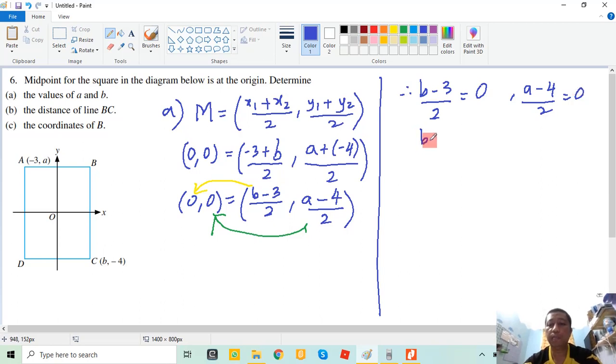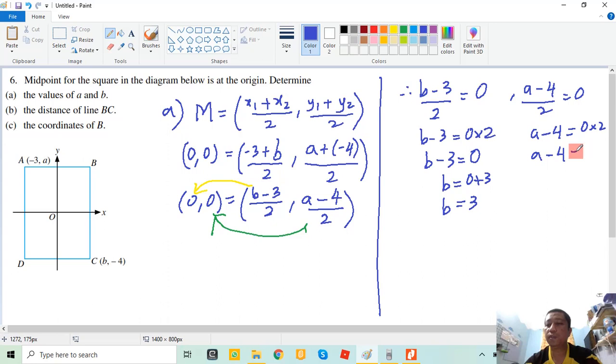Okay, so B minus 3 equal to 0 times 2. So B minus 3 equal to 0 times 2 is 0. So B equal to 0 plus 3. B equal to 3. And then for A minus 4 equal to 0 times 2. So A minus 4 equal to 0. A equal to 0 plus 4 and A equal to 4. So we get the value of A is 4.